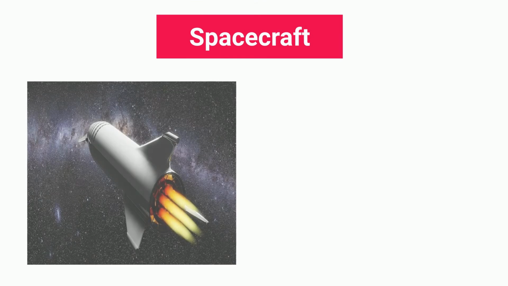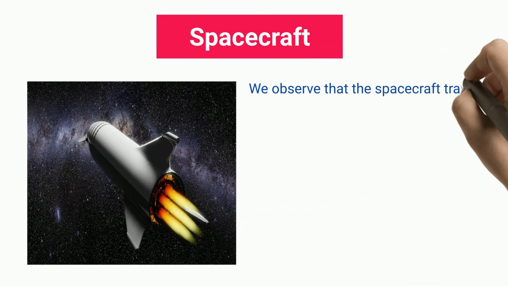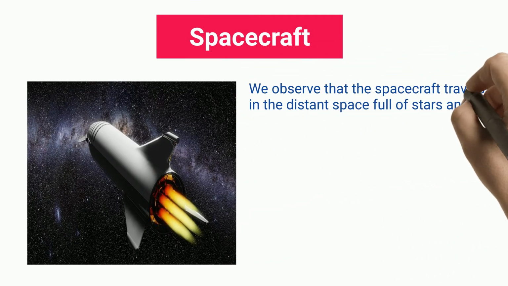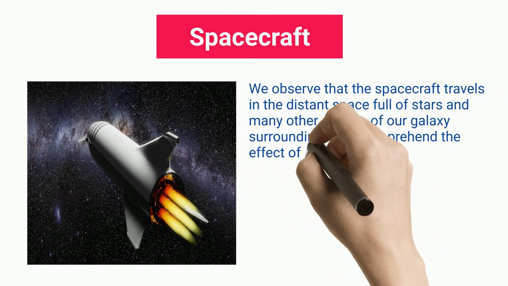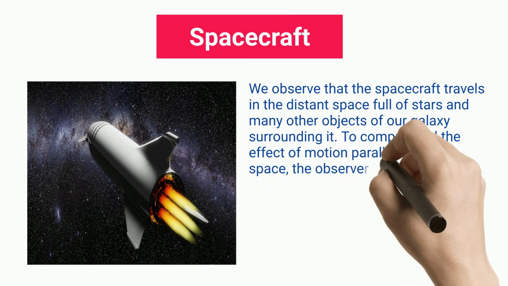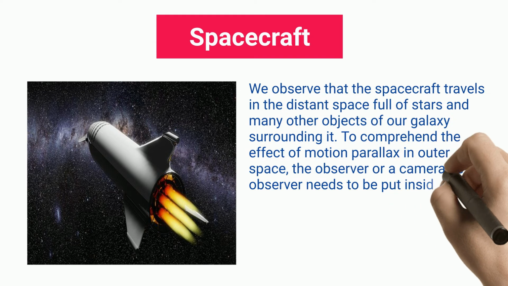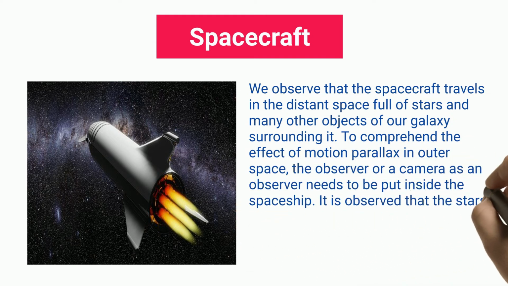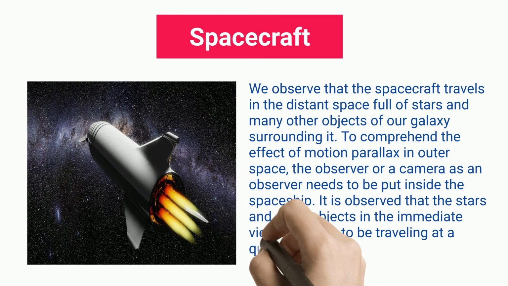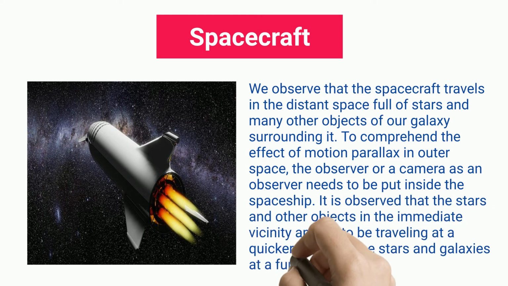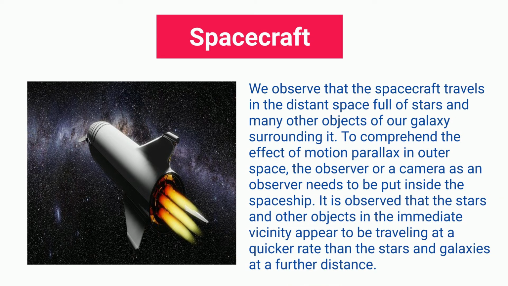Spacecraft. We observe that the spacecraft travels in the distant space full of stars and many other objects of our galaxy surrounding it. To comprehend the effect of motion parallax in outer space, the observer, or a camera as an observer, needs to be put inside the spaceship. It is observed that the stars and other objects in the immediate vicinity appear to be traveling at a quicker rate than the stars and galaxies at a further distance.